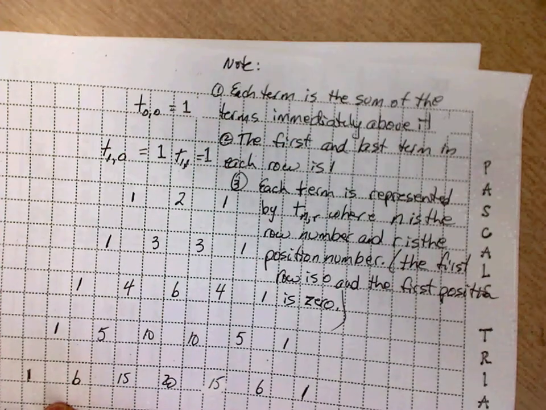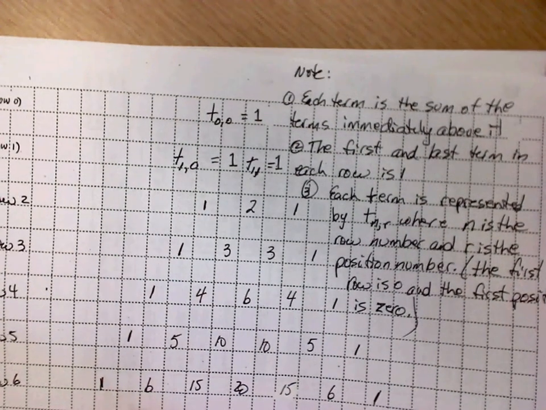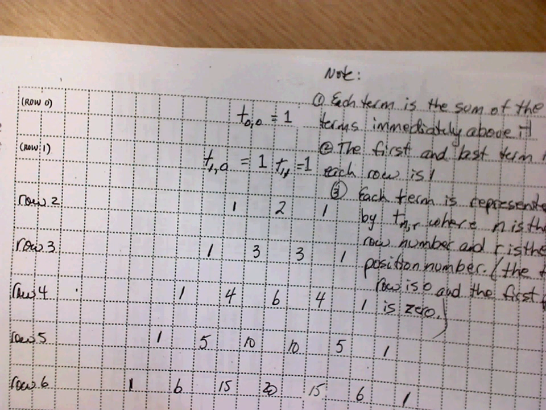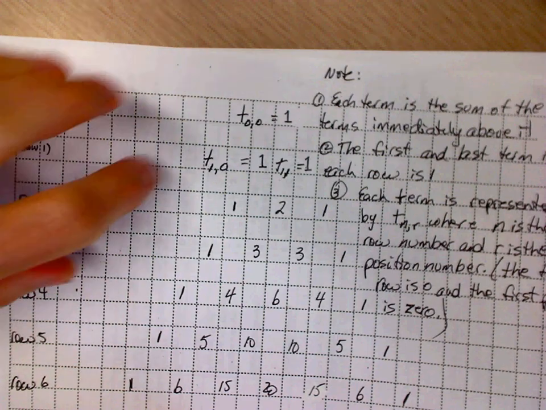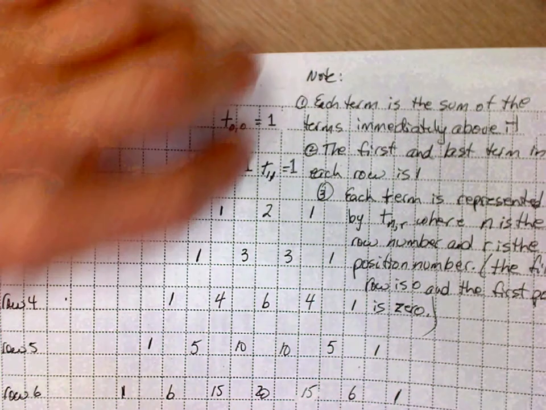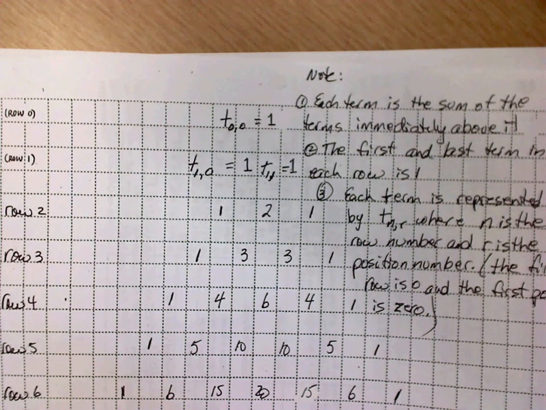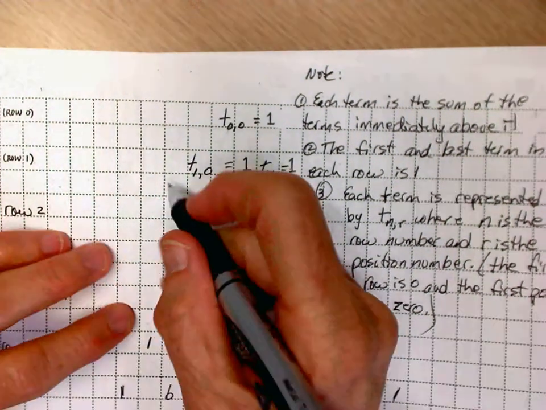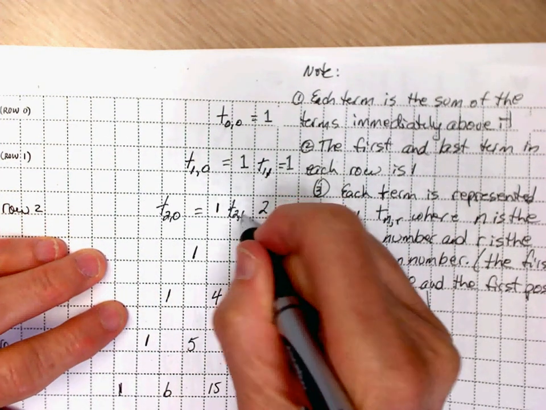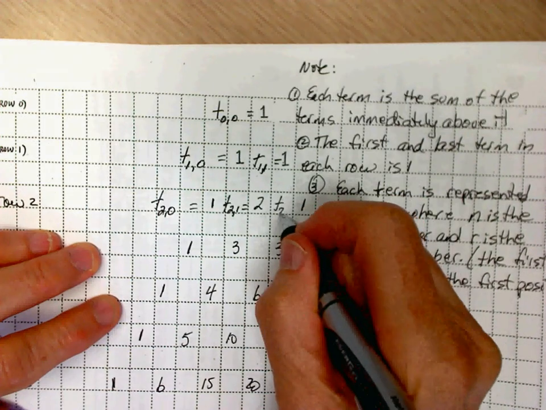Are you wondering why we're starting with 0? Weird, eh? It's different. So the number furthest to the left, that's always the 0 value? Yeah, this is position 0. Okay? So T subscript 2 comma 0 equals 1. T subscript 2 comma 1 equals 2. T subscript 2 comma 2 equals 1.